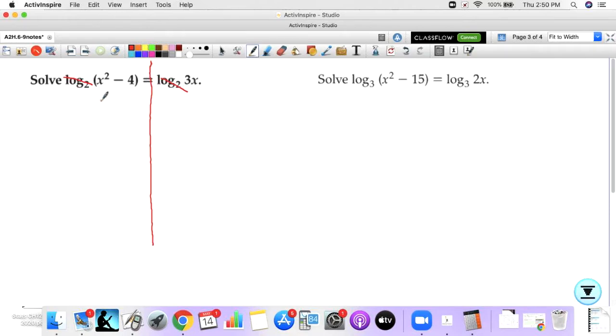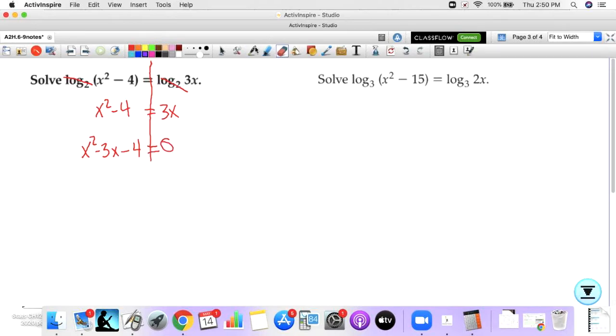So then we're left with x squared minus 4. And I don't have to have it in parentheses anymore, okay, because there's nothing going on, right? There's no power that I had to put here or anything, equals 3x. So I'm noticing right now that this is a quadratic, right? So I should get everything on the same side, set it equal to 0, and solve. So I'm going to minus 3x minus 3x. I'm just going to write it in standard form, which means that I'm doing highest to lowest power, and I'm going to set it equal to 0.